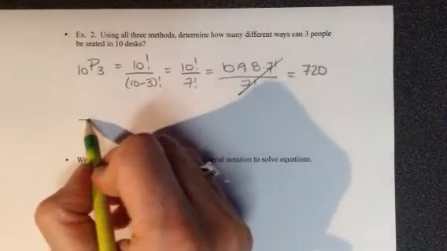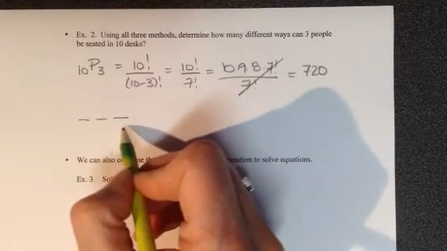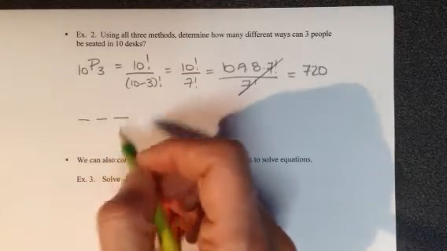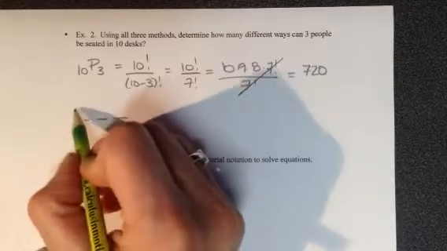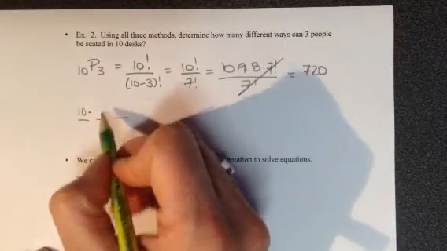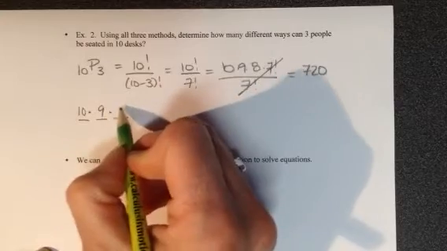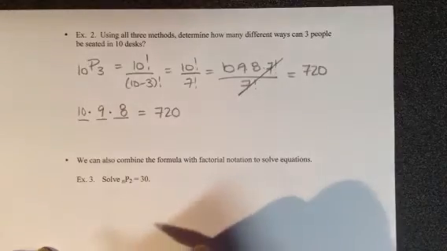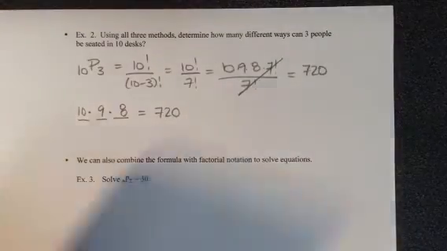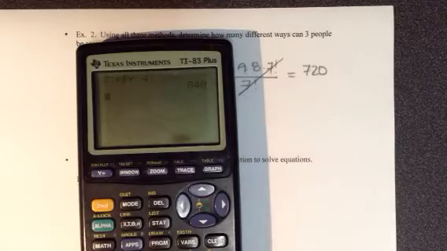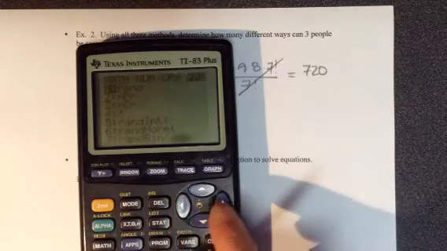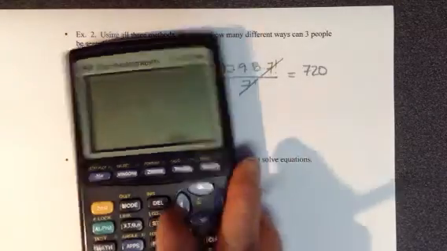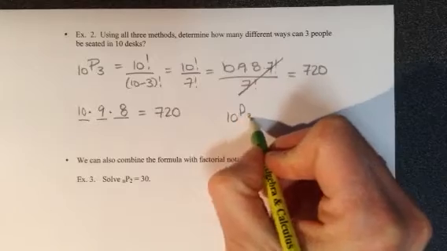I can also use my counting principles method. I've got 3 people that need to be seated. So when they first walk into the room, the first person would have 10 choices of a desk, the second person would have 9 choices of a desk, and the third person would have 8 choices of desks, which also gives 720. And last but not least, if we go back to our calculator and go 10 permutation 3, you see we get 720. So 10p3, 720.